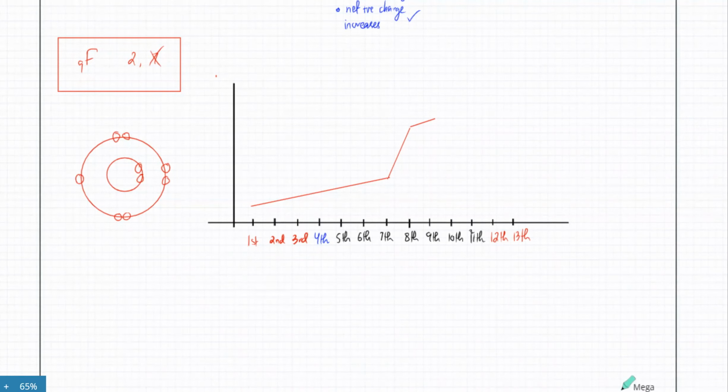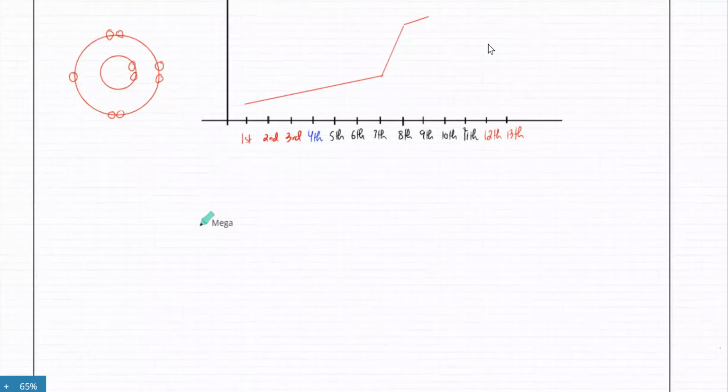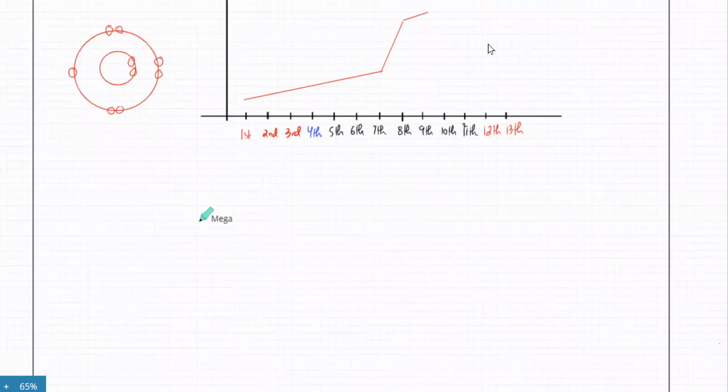Achha, now this one. So I'll just do one more. Okay, the successive ionization energies. Then we're going to move on to other types of ionization energies. So I've got sulfur. Okay, let's say I'm going to plot the graph for sulfur. So sulfur has 16 electrons and 16 protons as well.